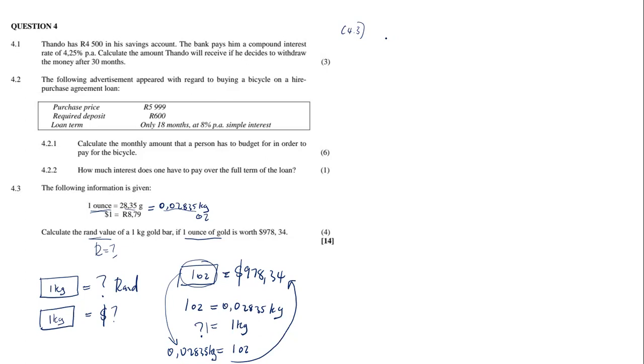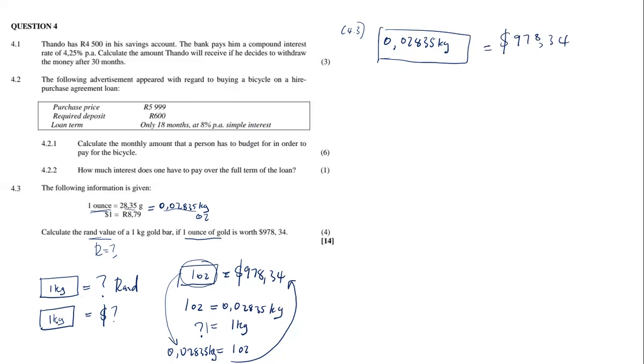That means 0.02835 kg will cost how much this gold bar will cost in US dollars. Remember, that was the first question, we want to know how much this costs. So this will cost 978.34 dollars. But remember, this is 1 ounce. It's not 1 kg, it's 1 ounce.